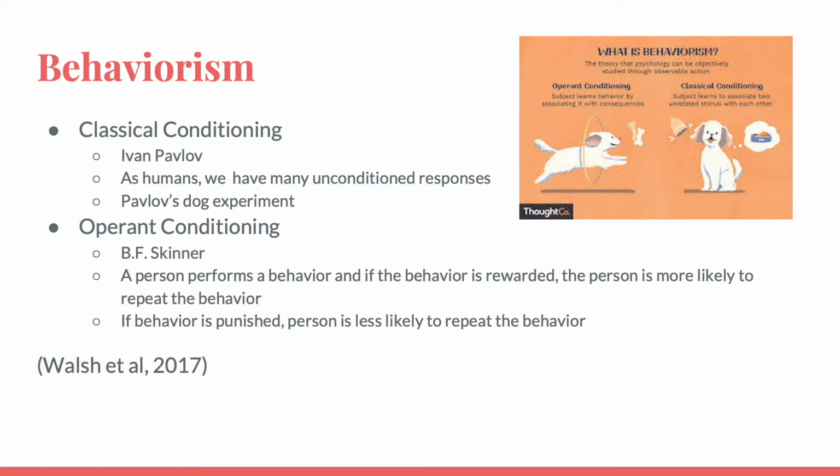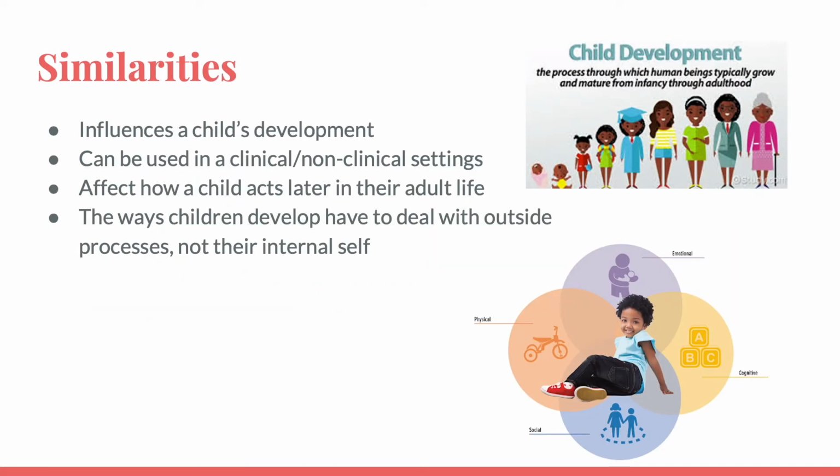Skinner, who was an American psychologist and behaviorist, said that a person performs a behavior, and if it's rewarded, they'll repeat it, and if it's punished, they won't repeat it. The similarities between these two mostly go back to how they influence the child's development critically. They can both be used in clinical or non-clinical settings as well. So parents can understand attachment style and use it to see how their child's developing, how they're making friendships, etc. Same with behaviorism. They can learn, okay, if I reward this, this will keep happening, and if I punish it, this won't happen, and how to deal with that.